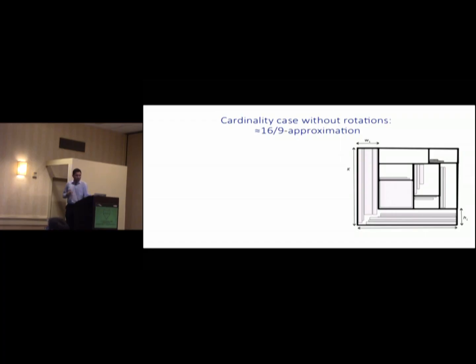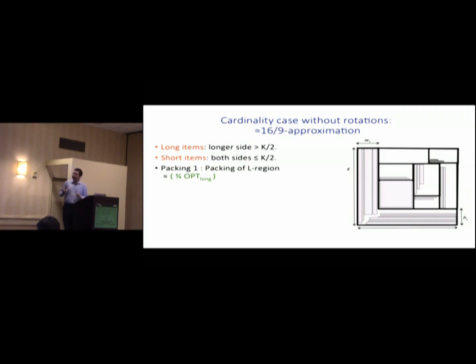Now why does this help? Let's get to the 16 by 9 approximation for the cardinality case without rotations. So remember, we call long items those which have longer side more than k by 2. So either the width is more than k by 2 or the height is more than k by 2. And we call short items those which have both sides less than k by 2. Now if we take some optimal solution, let's call opt long the profit coming from the long items in the optimal solution, and opt short the profit of the short items in the optimal solution.